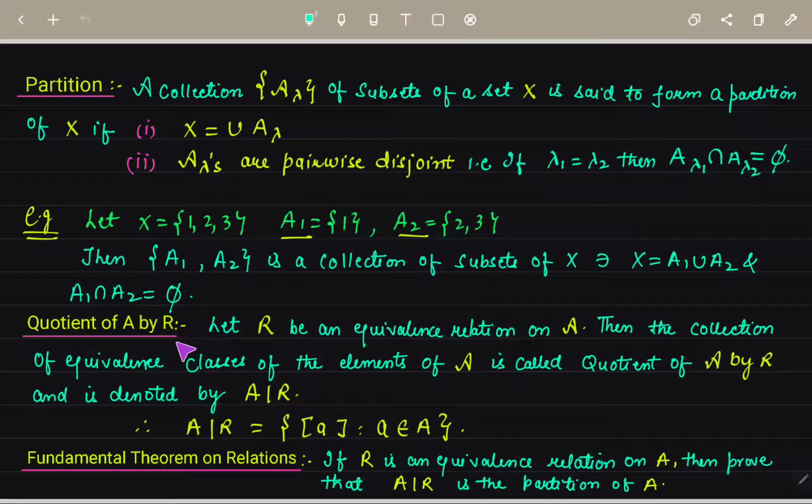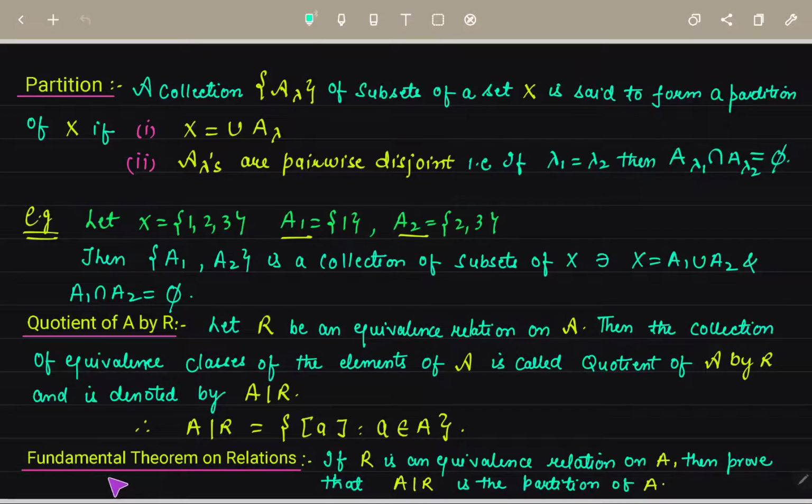Next is the quotient of A by R. So let R be an equivalence relation on A, then the collection of equivalence classes of elements of A is called the quotient of A by R. So mathematically we will write A quotient R is equal to the set, the collection of all equivalence classes [a] such that a belongs to A.